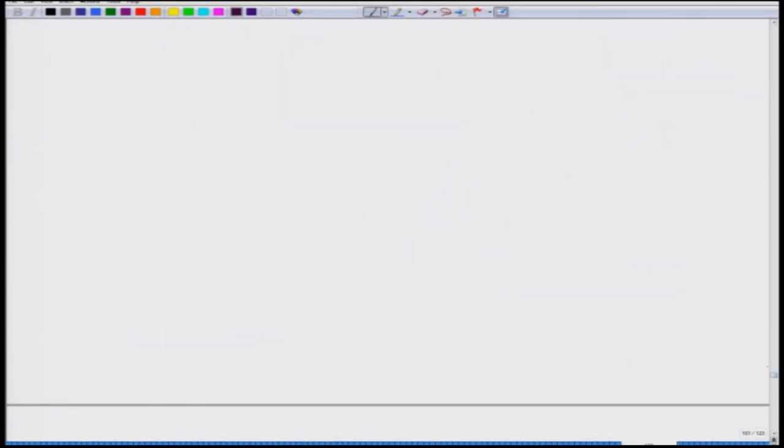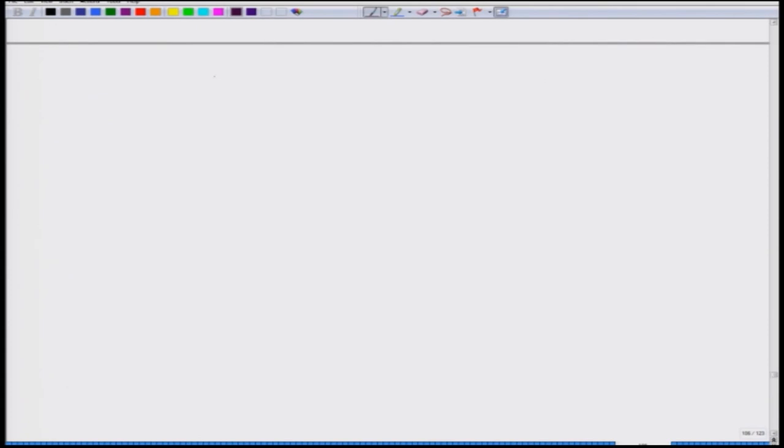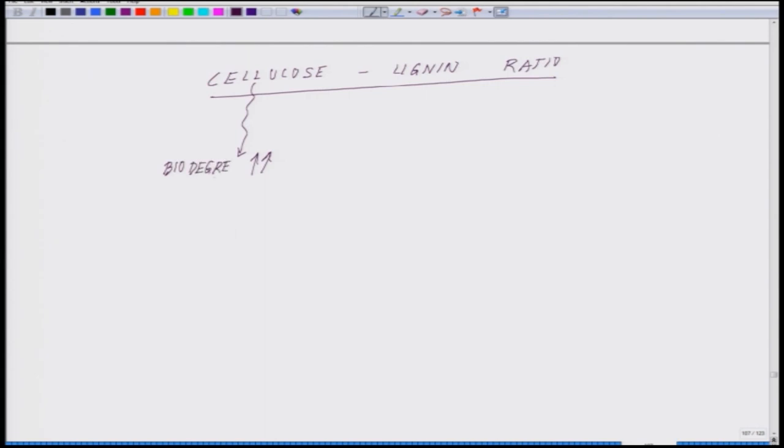Now, this is what is significant for us to know about the alkali metal problems. So, coming to the last of these points, which we have already talked about, we will just briefly touch upon the cellulose lignin ratio. Earlier we have talked about it, but we will just close it in. In terms of biodegradability, cellulose has a very high biodegradability, whereas lignin has a low biodegradability. Cellulose is much higher than the lignin fraction, okay.